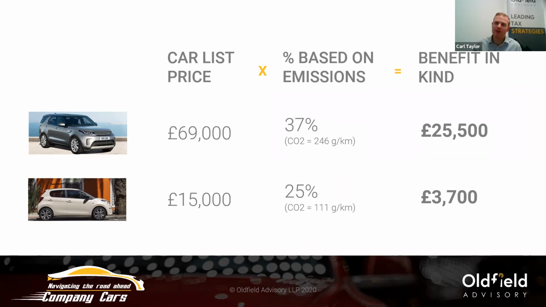Then on the bottom there, you've got a Citroen C1, the other end of the spectrum: £15,000 list price, times the emissions, which are actually quite a bit lower, and you get your benefit in kind on a Citroen C1. I'm not recommending everyone goes out and buys Citroen C1s. I'm just purely illustrating the point about list price and CO2 emissions and the effect that has on company car benefit. So that's company car benefit in a nutshell. That's how it works.